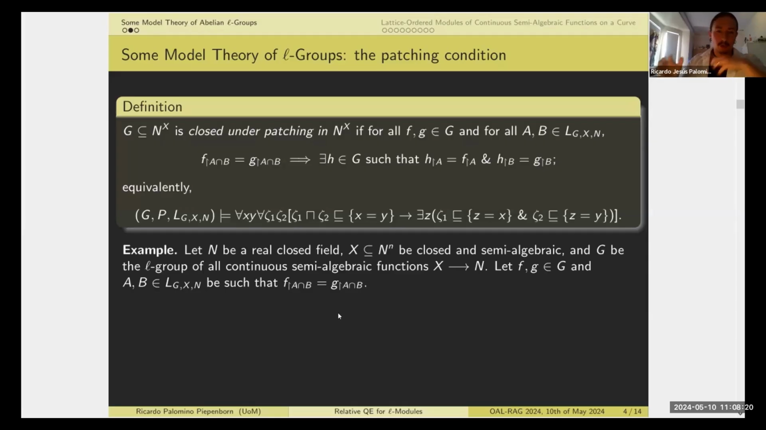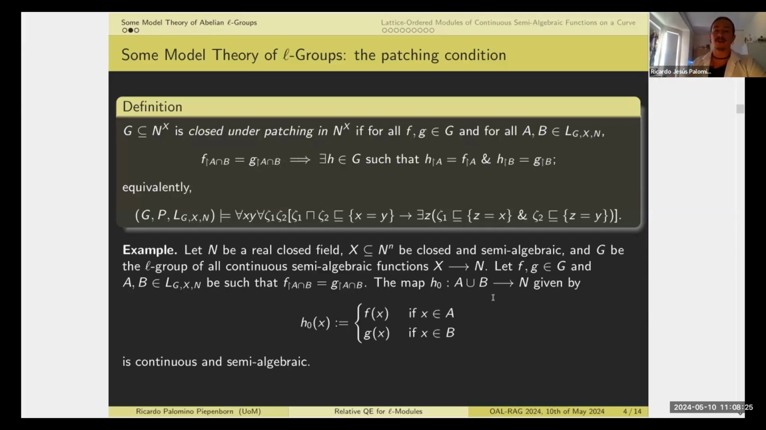Okay, so I want to patch this thing together, and the first obvious thing that one can do is consider the following. So I define this map h0 to be a map from the union of A and B to R, and I just define this map h0 to be equal to f on A and to be equal to g on B. And this makes sense because of the compatibility condition. Moreover, this is, of course, a continuous and semi-algebraic function from A union B to R.